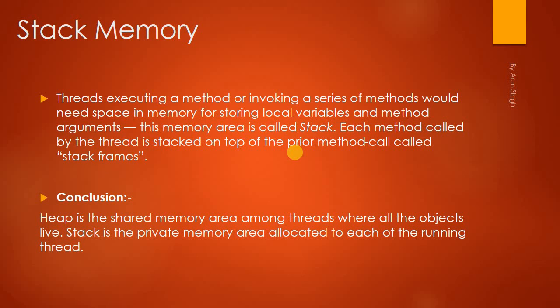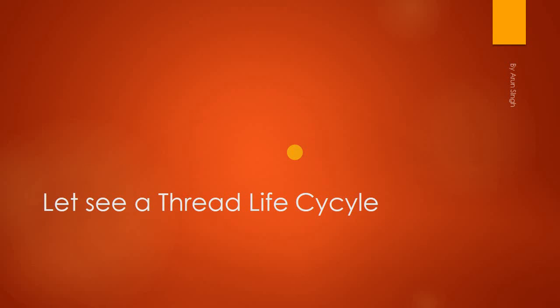Conclusion: heap is the shared memory area among threads where all the objects live, and stack is the private memory area allocated to each of the running threads. Let's see a thread lifecycle.